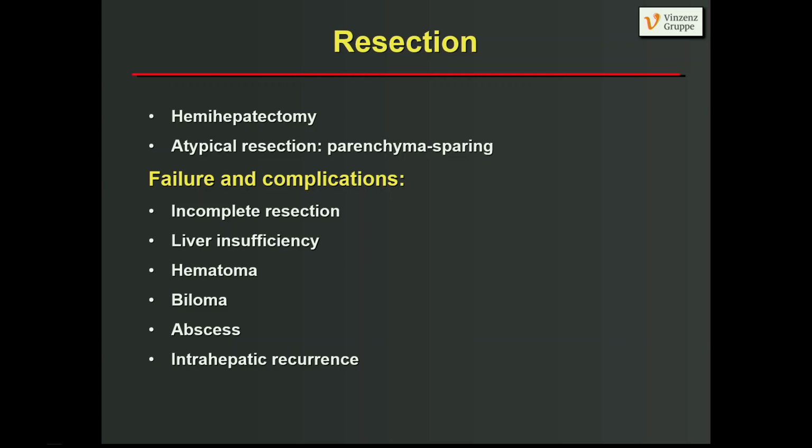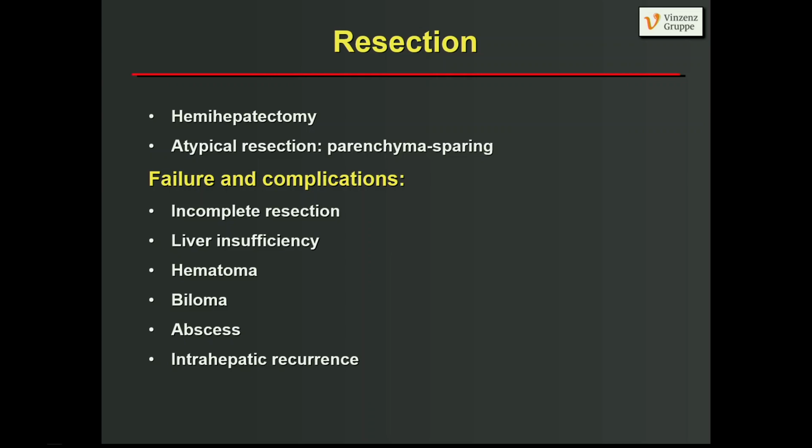But still, resection, what can you do? Actually, if you have a large HCC, you can still do a hemihepatectomy. But most of these patients would undergo an atypical resection, a parenchymal sparing resection, because in these patients with liver cirrhosis, you really want to spare every milliliter of liver volume because the patients usually have an impaired liver function. So what are the complications or failures you may encounter after surgery?